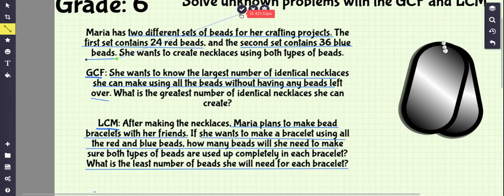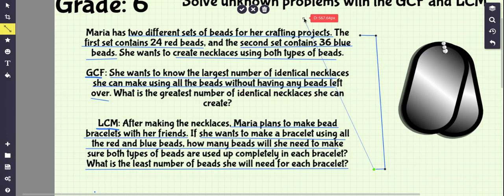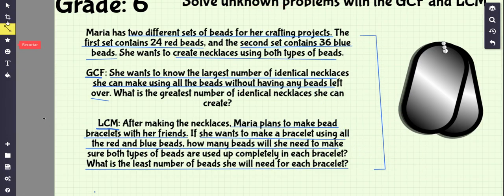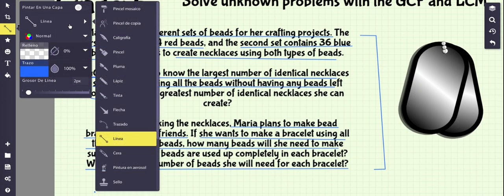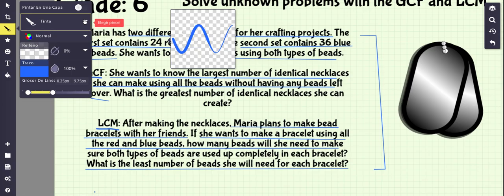She wants to create a necklace using both types of beads. We have to highlight a lot of stuff. Sometimes the problem gives you too much information, so you don't have to highlight everything. If everything's important, you can just pretend to highlight everything, because everything's important, right?